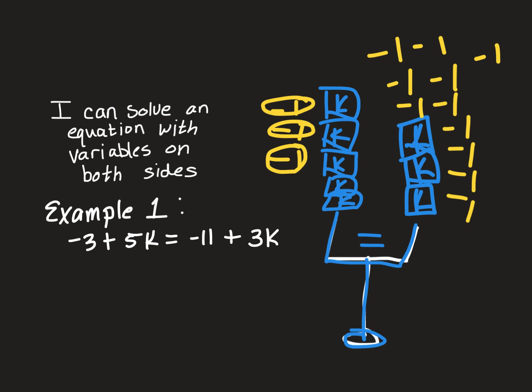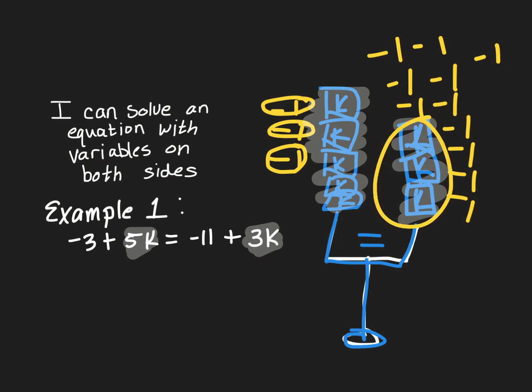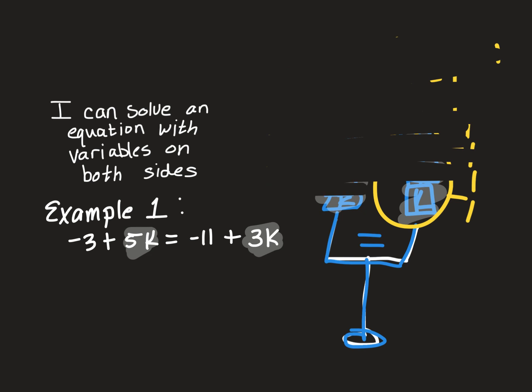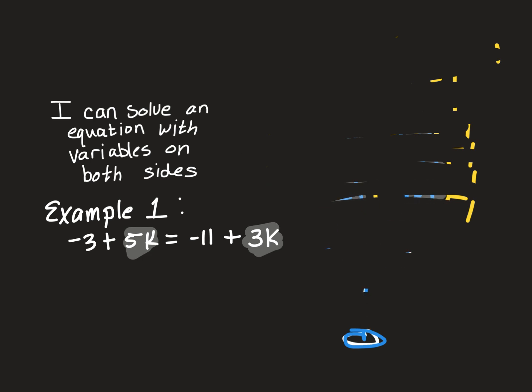Even though they're like terms, even though you have a 5K and a 3K, because they're on opposite sides of the equal sign, or in this case, opposite sides of the balance beam, you can't just grab these 3 and move them over here, because that's going to throw your balance beam out of balance. So we can't do what we did in previous examples and combine like terms. We can't put that 5K and that 3K together because they're not on the same side of the equal sign.